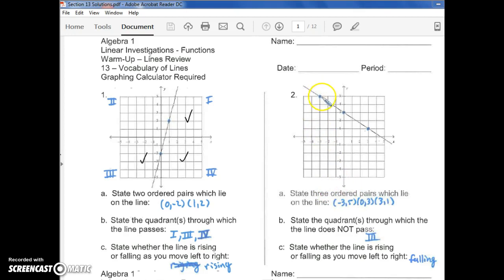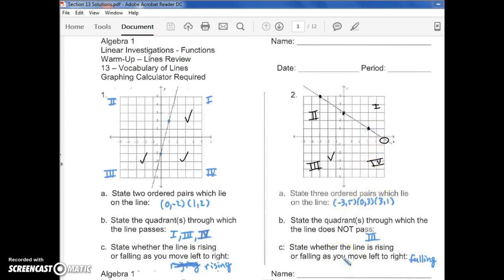In question 2, similar thing, we're looking for 3 ordered pairs. So again, we're going to identify the x and the y: -3, 5; 0, 3; and 3, 1. And part B says state the quadrant which the line does not pass through. So again, quadrant 1, it does pass through there. Quadrant 2, it does. Quadrant 3, the line does definitely not go into that area. And then quadrant 4, we do have this one little tiny piece right there.